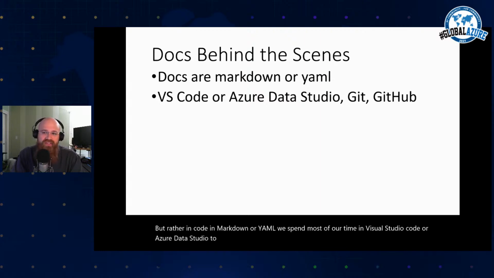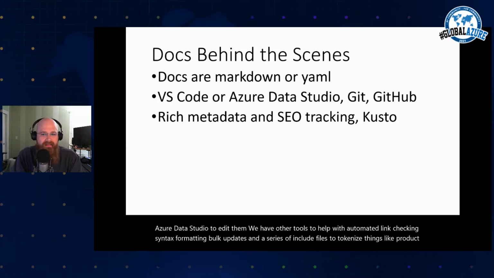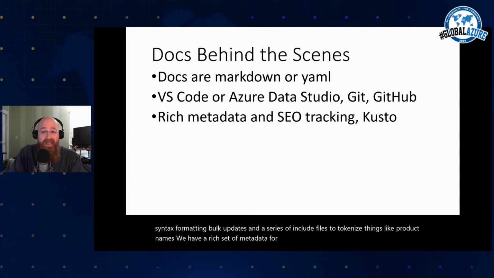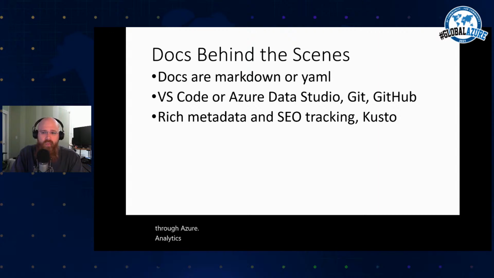We have other tools to help with automated link checking, syntax formatting, bulk updates, and a series of include files to tokenize things like product names. We have a rich set of metadata for each article. We do pay attention to how articles perform in terms of search engine optimization and traffic patterns and trends, all driven through Azure Analytics and Kusto queries. We try to improve poorly performing articles.